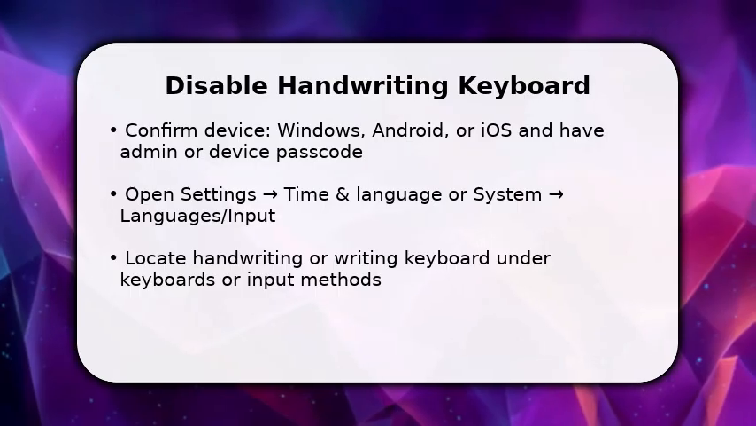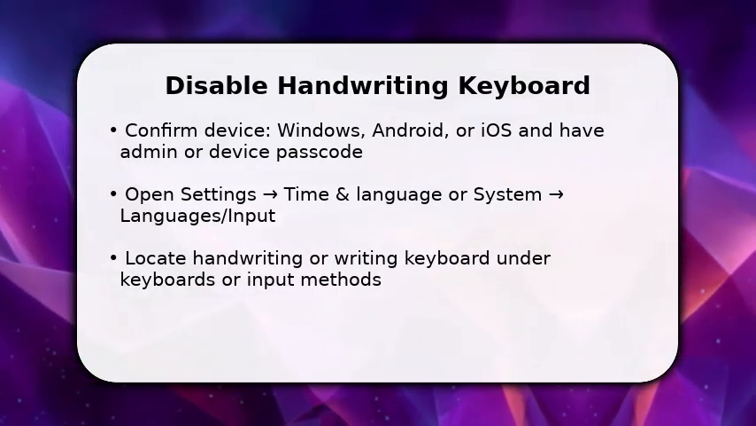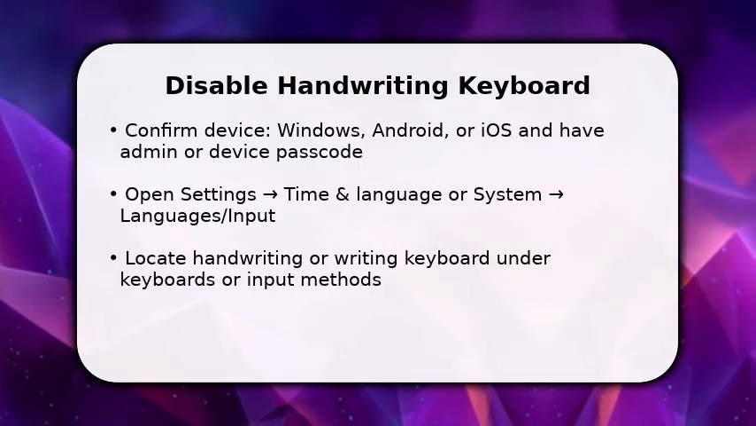On Windows, that's Time and Language, right arrow Language. On Android, it's System, right arrow Languages and Input. And on iOS, it's General, right arrow Keyboard.